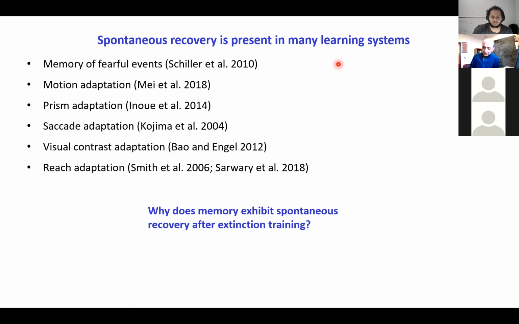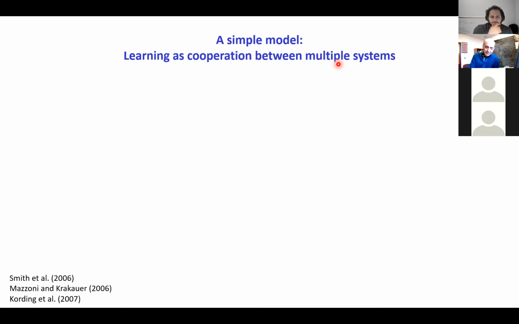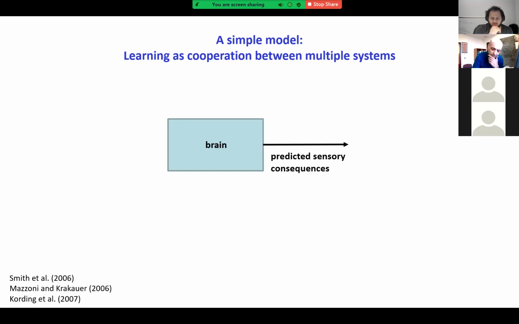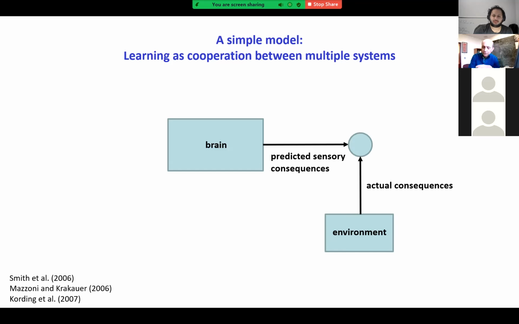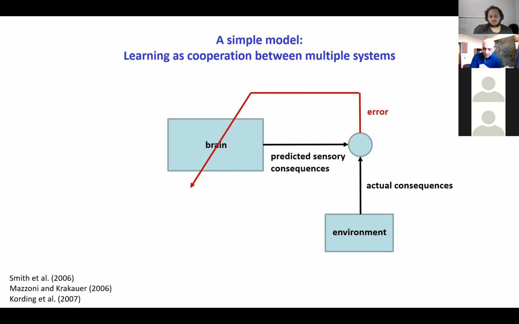So let me show you a simple model of this idea. And the model is like this. It says that any kind of learning that you do is going to be a cooperation between multiple systems. And it goes something like this. You have your brain, it's going to make some kind of prediction. And then there's this actual consequence of that prediction that takes place. So the environment provides you with the sensory feedback. You made a prediction. The difference between those two is your error, and you're going to learn. You're going to acquire a model of this environment.